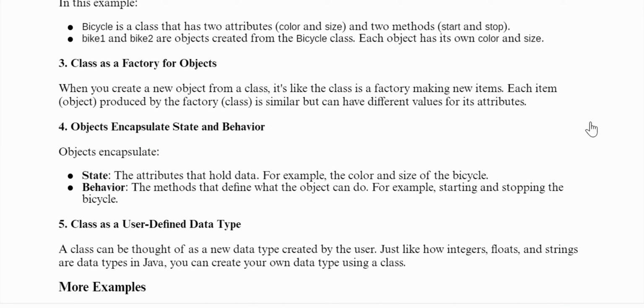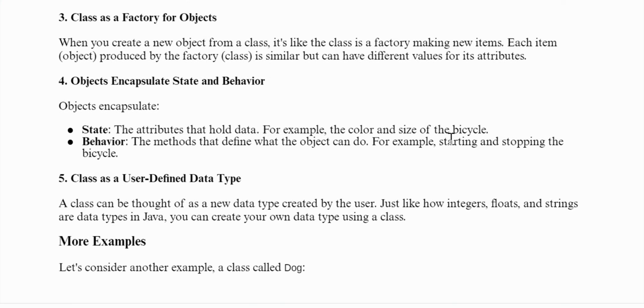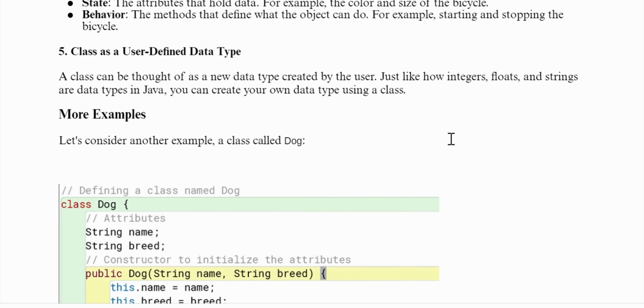Okay. Now we also say the class is a user-defined data type. Why is it a user-defined data type? Because you have created it. You created the class type. You can create a class whatever way you want to. So it's a user-defined data type, right?